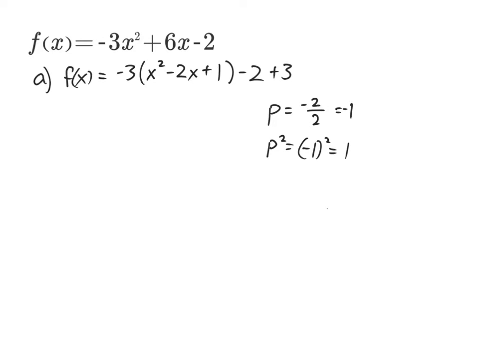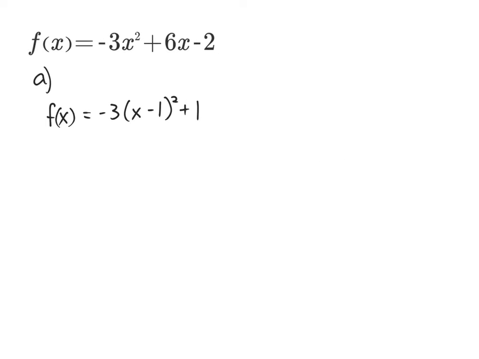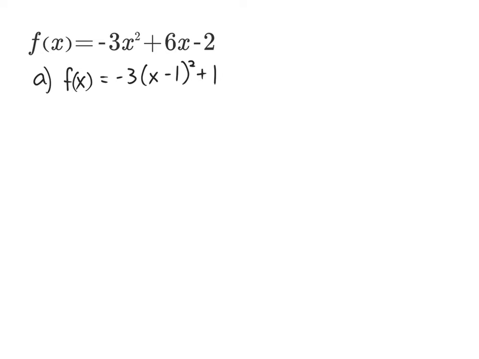So when I complete the square here, finish it up, I get f of x equals -3 times (x plus p, which is -1) squared, plus 1. So that is in standard form. So I'll just put this up here.